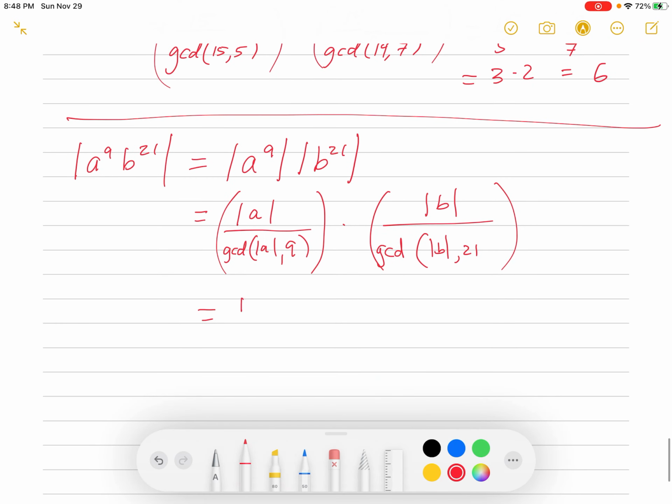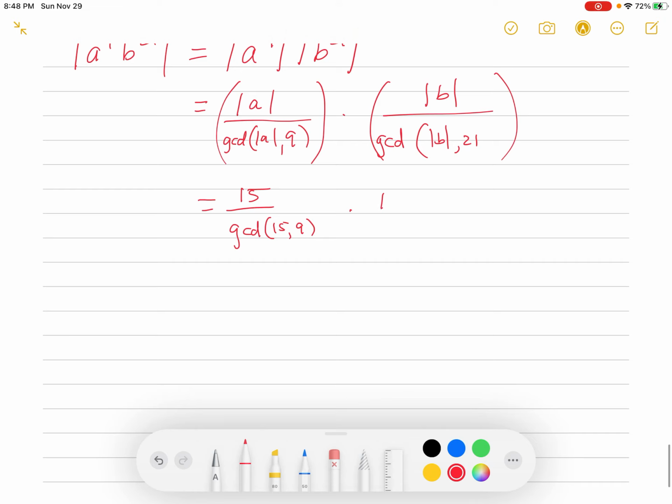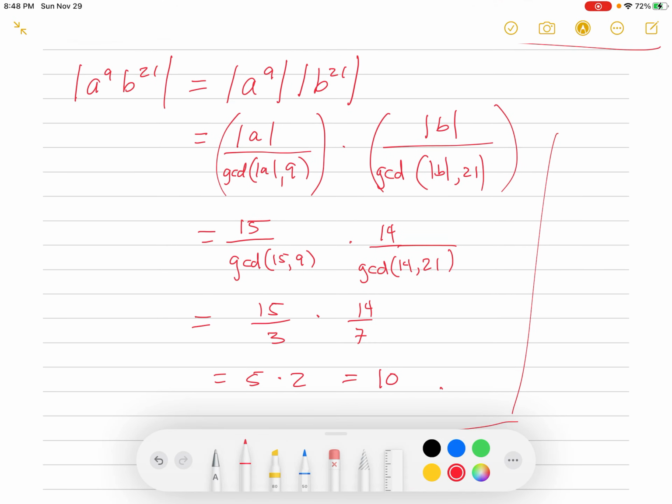What was the order of A? I forgot. 15. So we got 15 divided by the GCD of 15 and 9. And the order of B was 14. So we're going to have 14 divided by the greatest common divisor of 14 and 21. So 15 over the greatest common divisor of 15 and 9, which is 3, times 14 over the greatest common divisor of 14 and 21, which is 7. So here we're going to have 5 times 2, in other words, 10. So the order of A to the 9th, B to the 21st is 10.